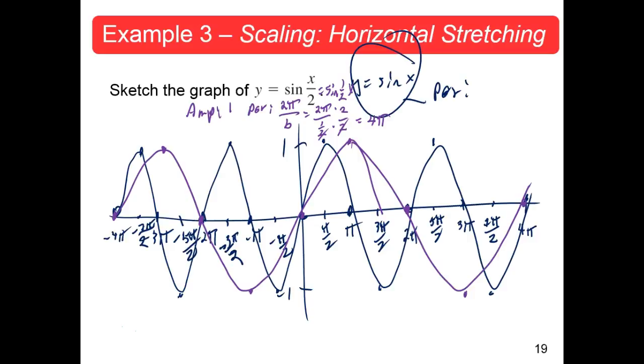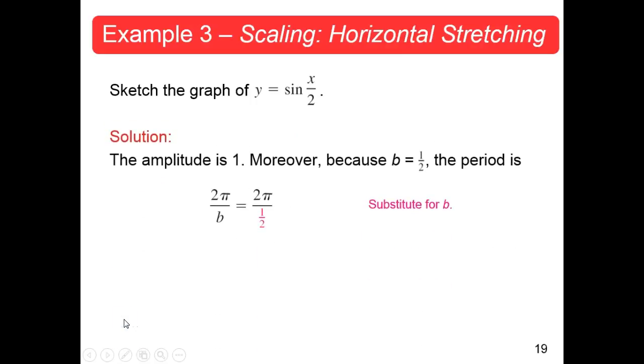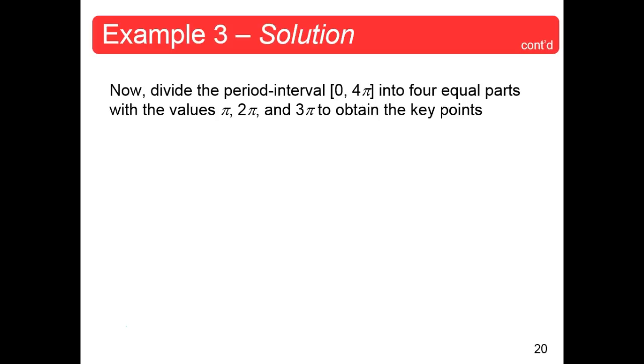All right. Let's see how they did it. Okay, let's erase this. Just quickly see how they did it. Amplitude is 1, first thing to determine. Next is the period. The period is always 2 pi over b. Remember that. 2 pi over 1/2, that would be 4 pi. You got that? And now, split that 0 to 4 pi into 4 equal parts. 0, 1 pi, 2 pi, 3 pi, 4 pi. Okay, there's your 5 points.